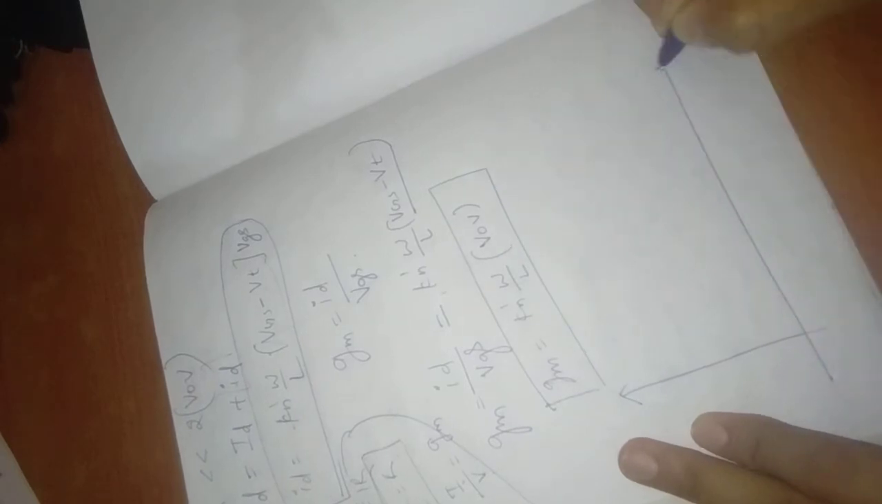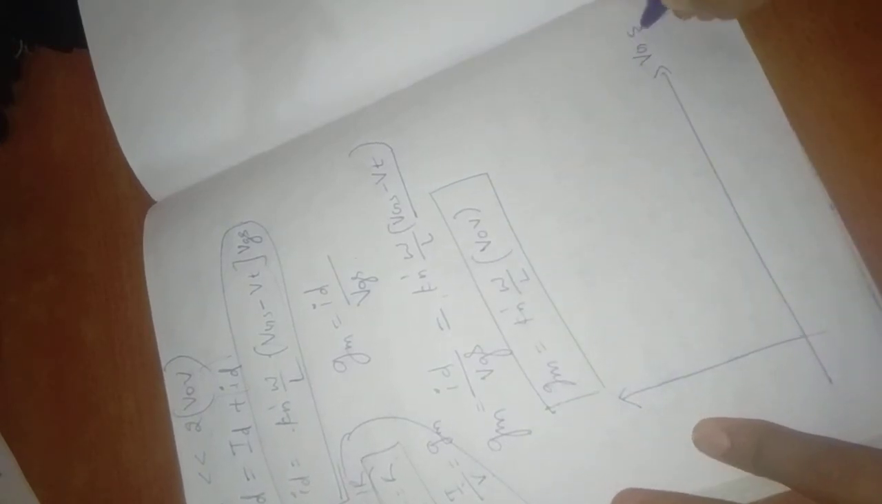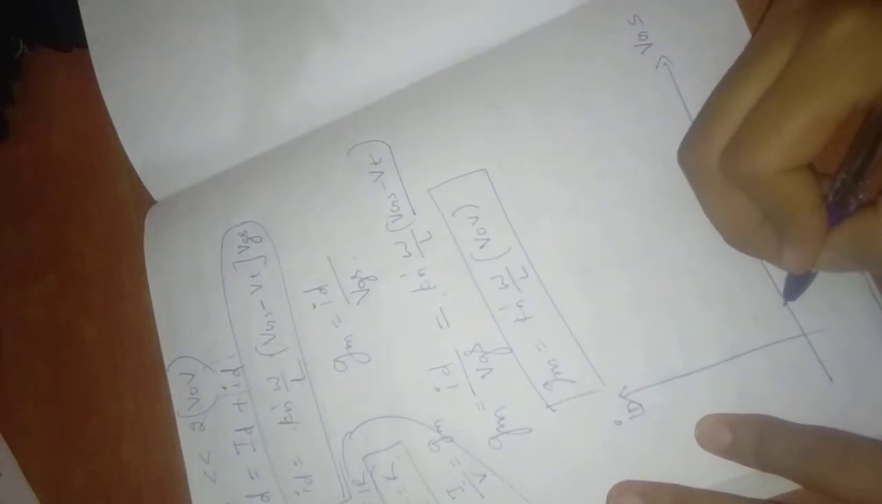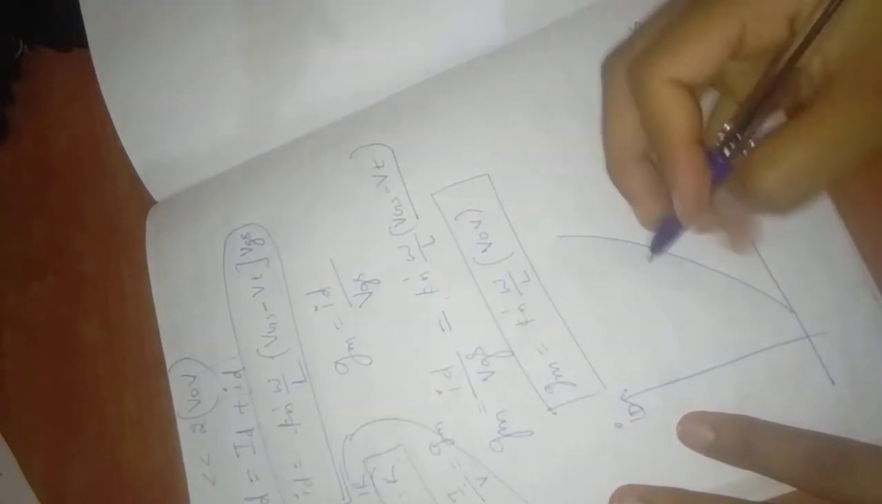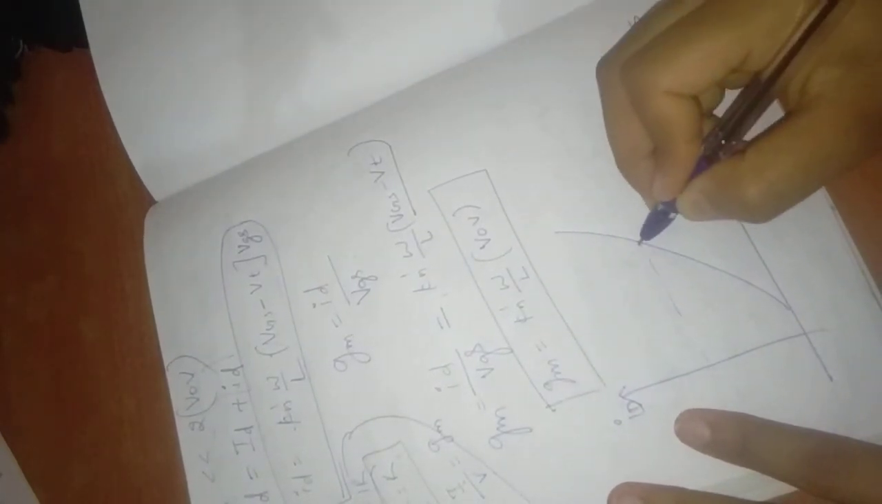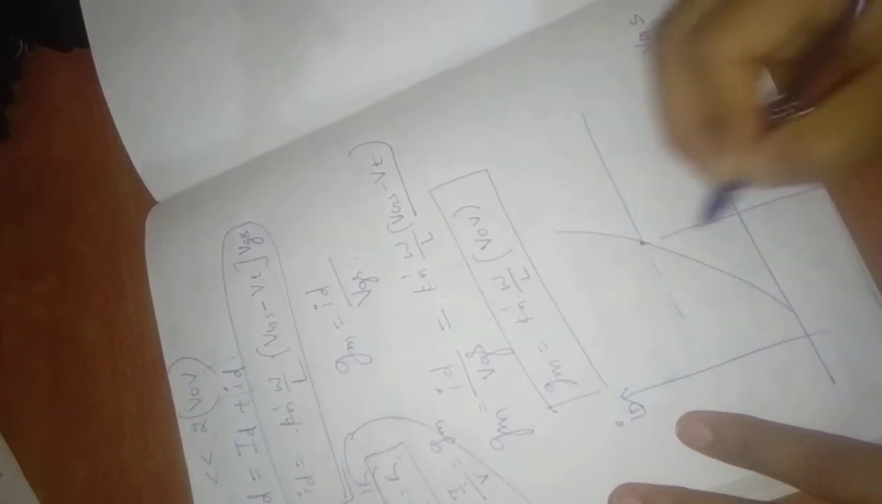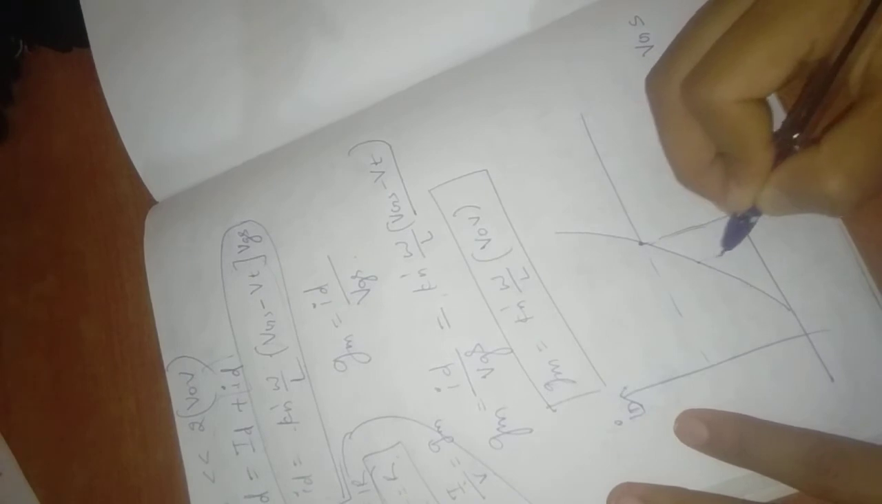Now when we look at the graphical representation of the small signal operation of an enhancement type MOSFET amplifier, it is something like this. This axis will be represented with VGS and this is our ID. We have actually seen this in previous sessions, so the same thing holds good here. I will not go deeper into it.